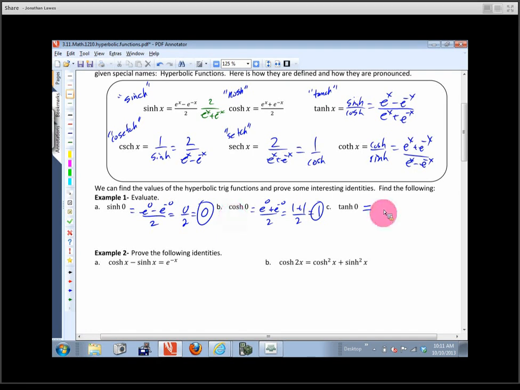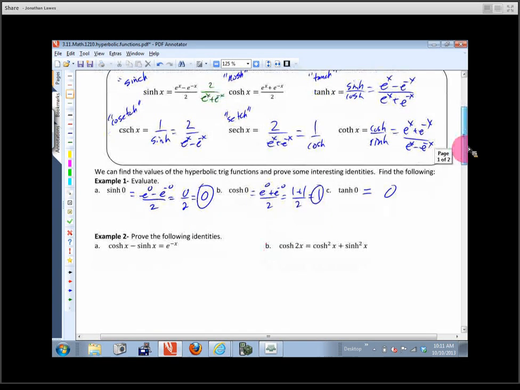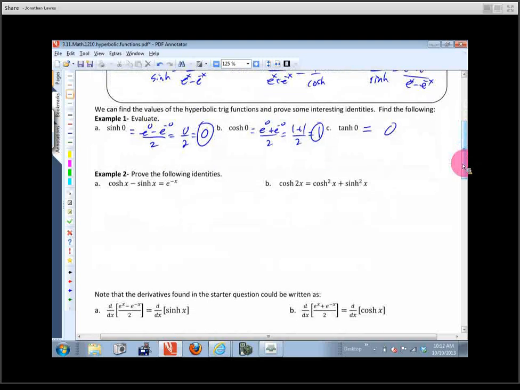So what's this going to be? It's going to be 0, okay? Because if it's going to be the sinh over the cosh, it's going to be 0 over 1, so that's going to be 0. Any questions there? Okay, so you have some problems that are literally that easy. All you have to do is find the value of a hyperbolic function, okay?